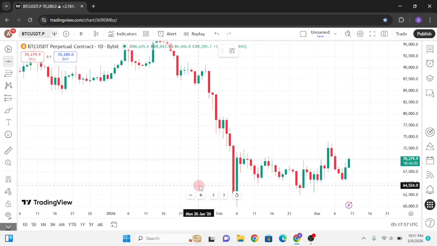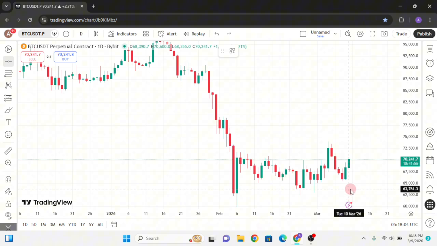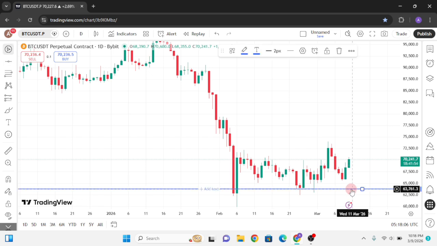Okay, now this horizontal line. Firstly, this is what we call the support level. Let me explain what I mean by this for you. Now, look, support level, this is where buying pressure is constantly strong enough to stop the price from falling further.